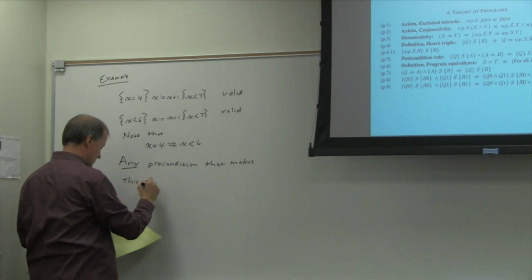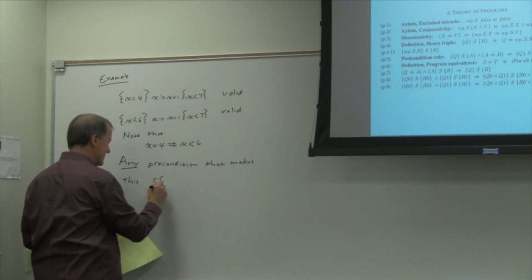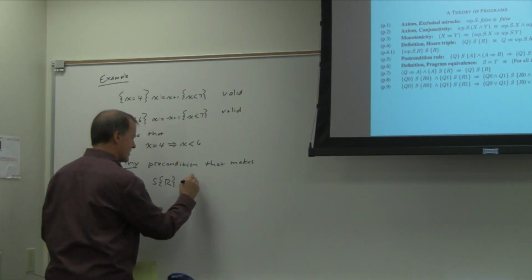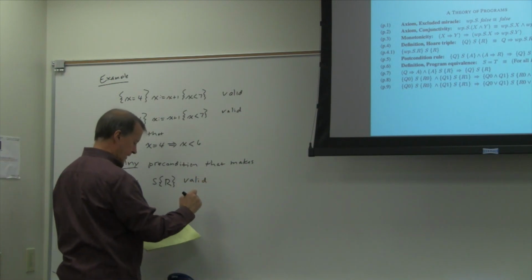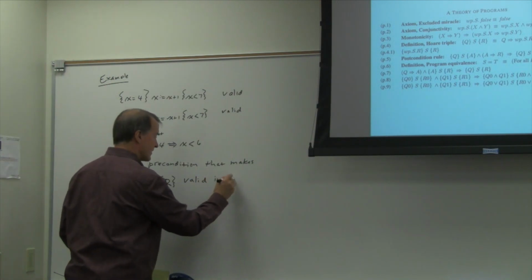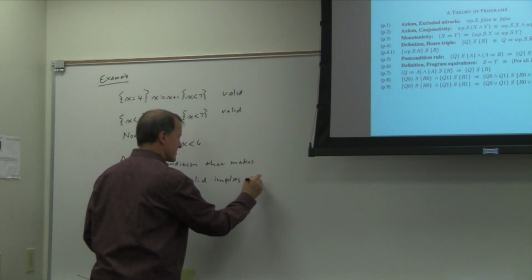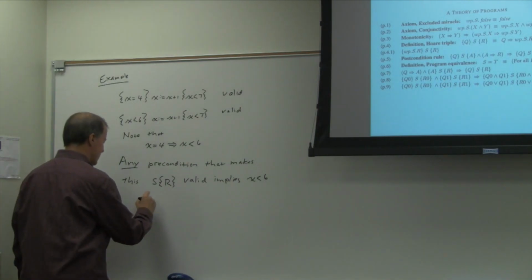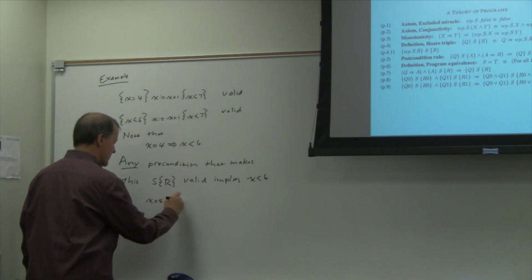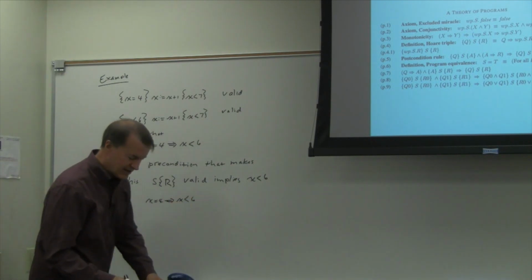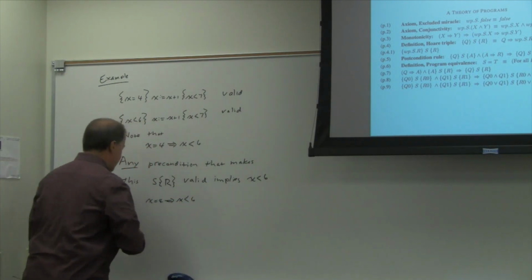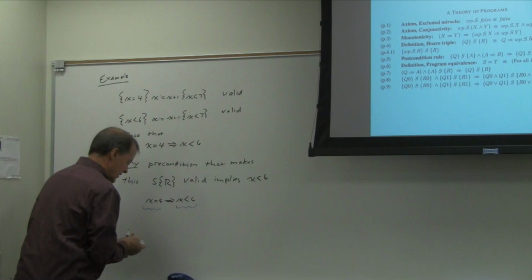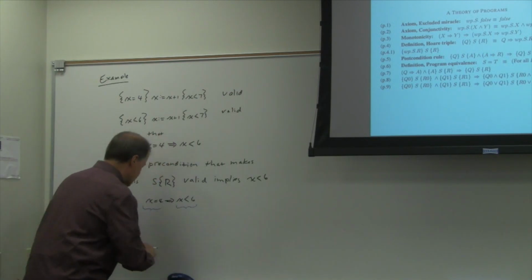We're going to do this in general. Any precondition that makes this statement, with its postcondition, valid implies what? It implies x is less than 6. So what we're saying is that x equals 4 implies x is less than 6. What we're saying is that this one is strong. Okay? So this one is strong.